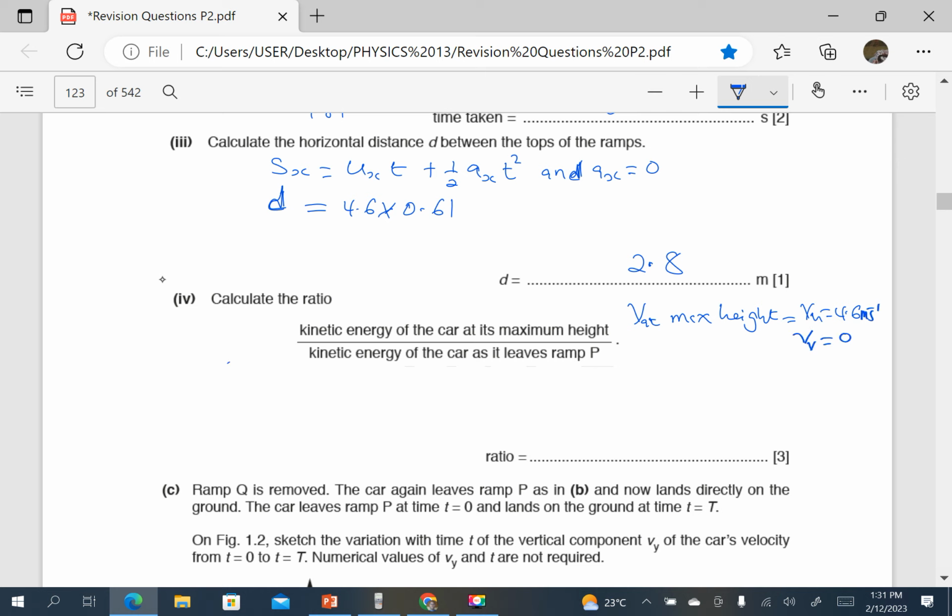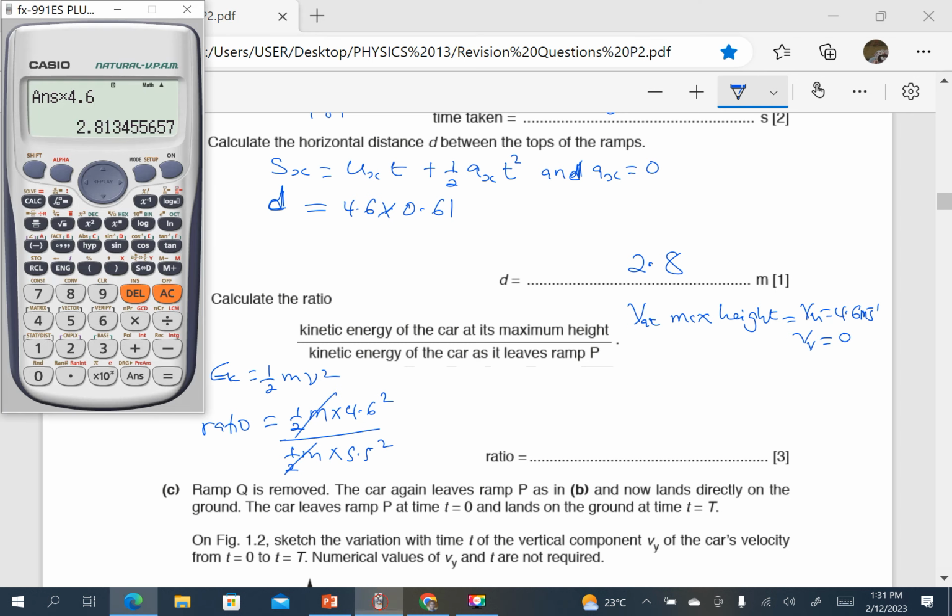So we know that kinetic energy is a half m v squared. So let's find the ratio. The ratio will therefore be equal to a half times the mass times v at maximum height, which is only v in the horizontal, 4.6 squared, divided by a half times the mass times v as it leaves the ramp, which is 5.5. So that's 5.5 squared. So this half cancels. 4.6 squared divided by 5.5 squared gives us 0.6995, or 0.70.